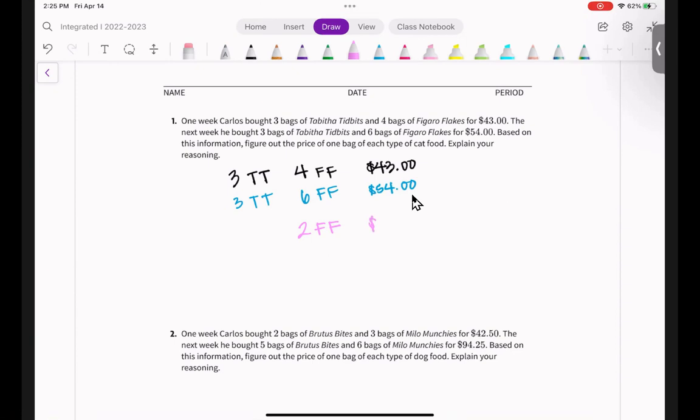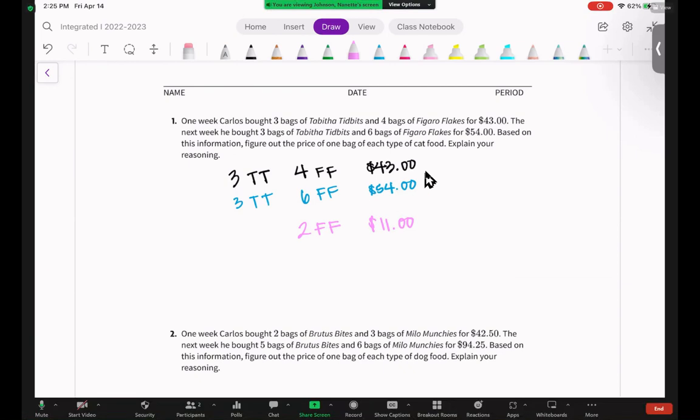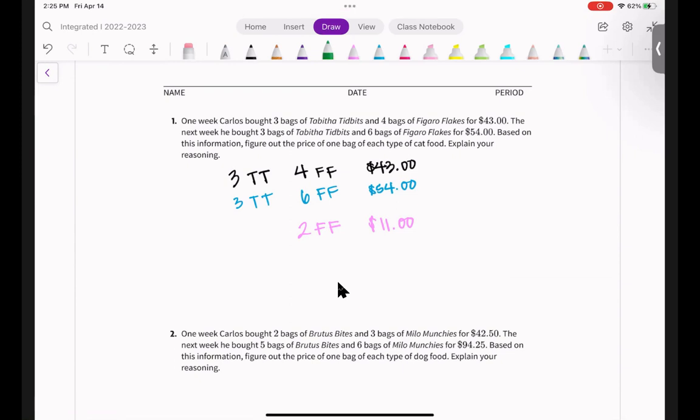So how much more money did you have to spend that second week? And hopefully you see, oh, it's $11. And that $11 tells me a lot, right? So what's the step that logically comes next? Okay, so I have this information here. You tell me, oh, well, I bought two more bags and that two more bags cost $11 more. What's the next logical step? Right? Maybe you say the next logical step, Miss Johnson, is that if two Figaro flakes cost $11, that implies that one Figaro flake costs $5.50.